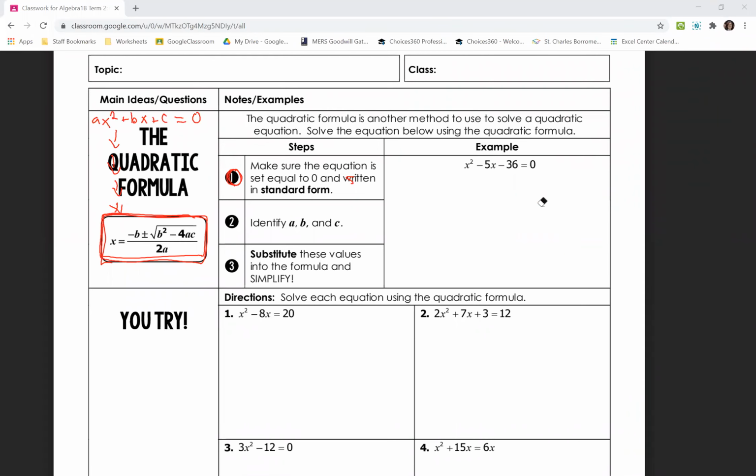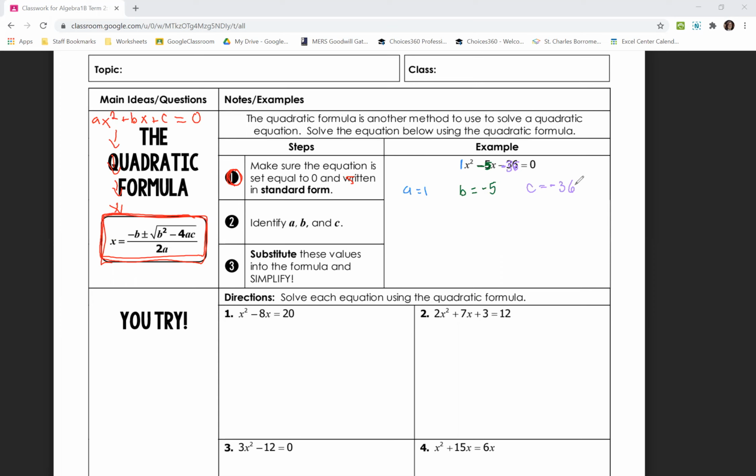All right, next what we want to do is identify our a, b, and c. The a is the coefficient in front of your x squared term, which here is 1. So my a is 1. And what is b? B is the coefficient in front of your x term, -5. So my b is -5. And what's my c? My c is my constant term. You notice, guys, when I'm identifying my a, b, and c, I'm making sure that if there's a minus sign, that number is negative. All right, so I identified my A, B, and C.